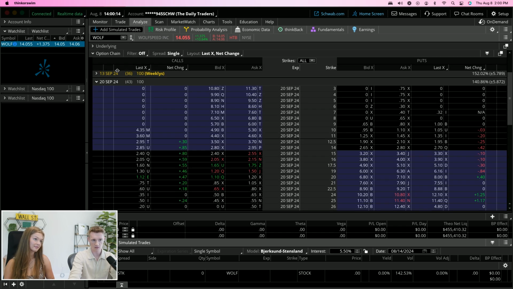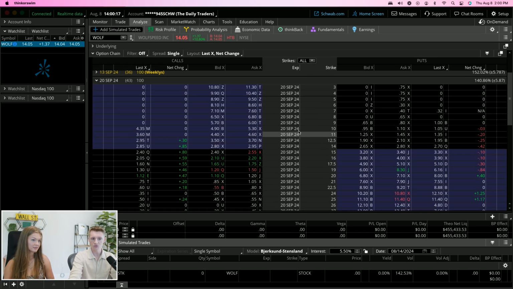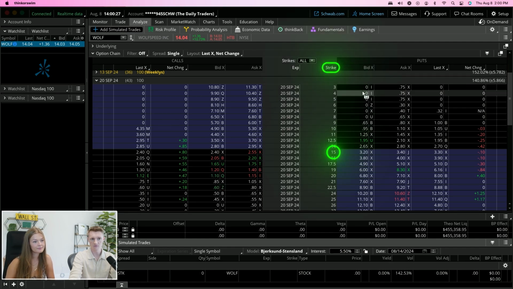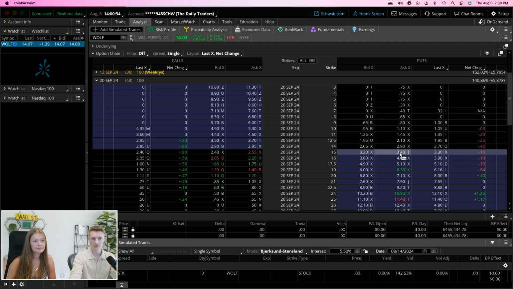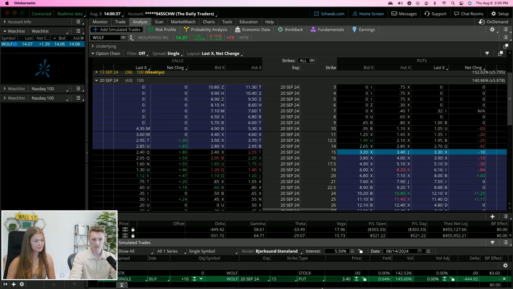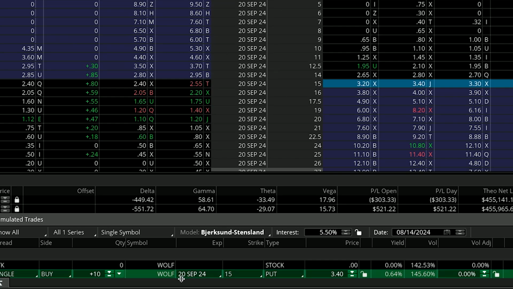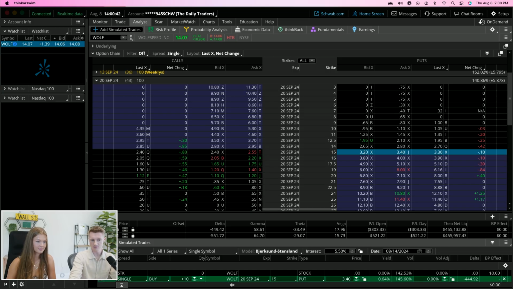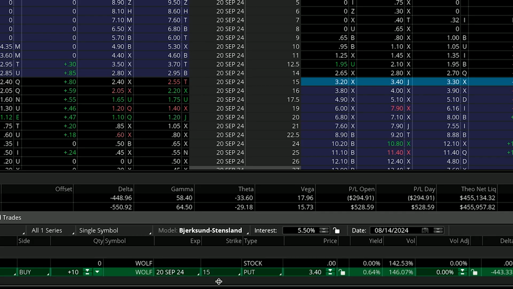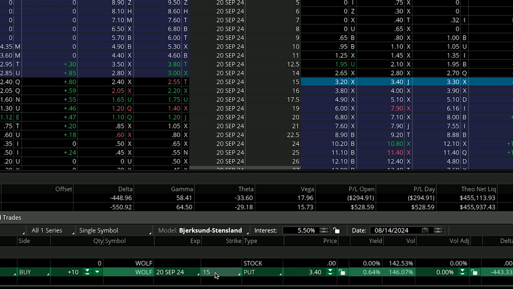So September 20th. And now we've got the options chain pulled up. Let's just go with the 15 puts. You can look at the strike price, obviously puts on the right. We've got the 15 puts. We are going to click buy, and you can see these contracts we just selected have pulled up. These are the Wolf puts, betting on the stock going down, these expire September 20th, and these are the $15 puts.